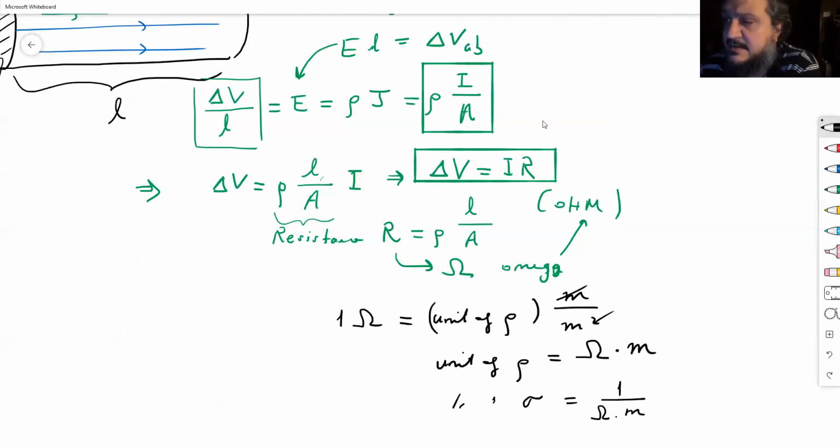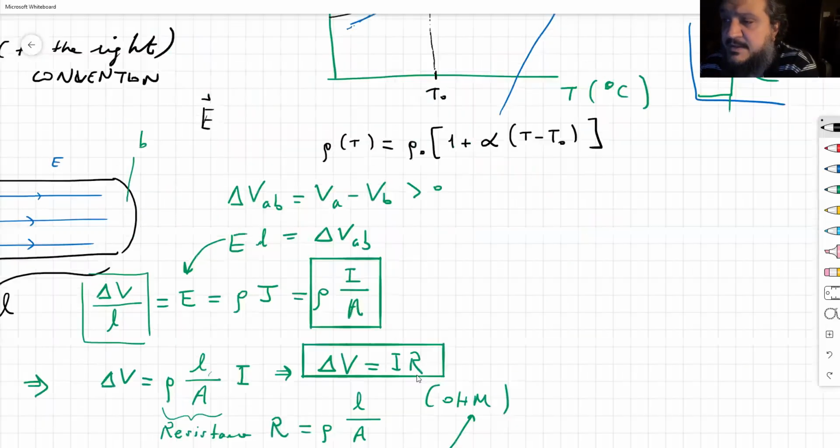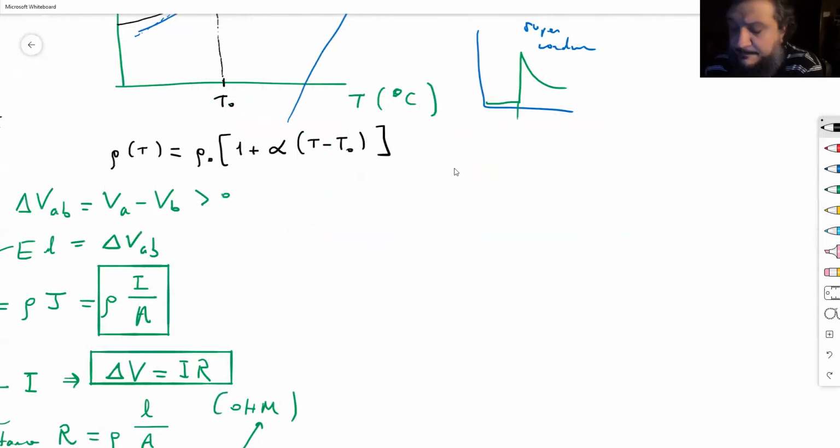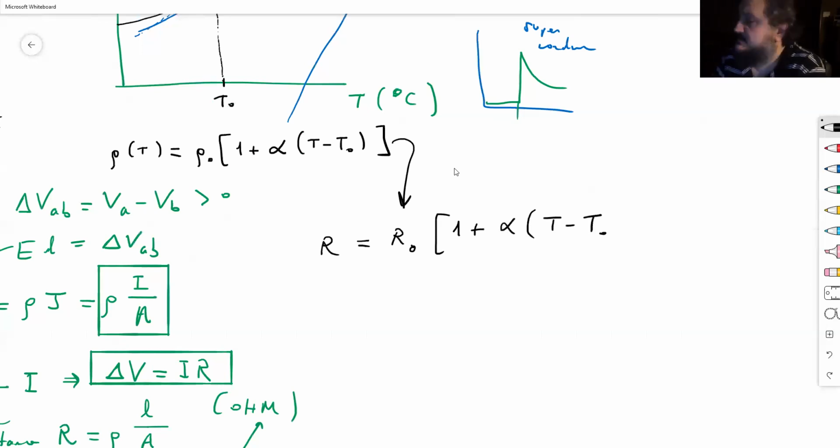And just like we could write resistivity as a function of temperature, we can now write the resistance also as a function of temperature. Okay, can I call this alpha? I guess I can. Alpha times T minus T naught.